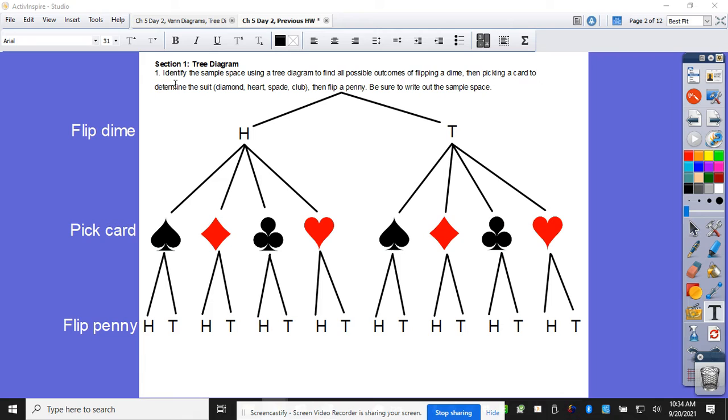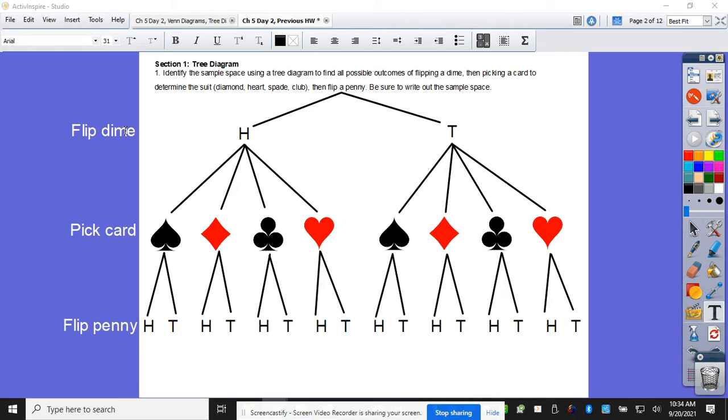Now, how many cards are there in a deck? But do I need to write out all 52? No, because I know how many are in each suit. And then flip a penny. So there are 3 separate things that are going on here. The first thing is I'm flipping a dime, then I'm picking a card, and then I'm flipping a penny.